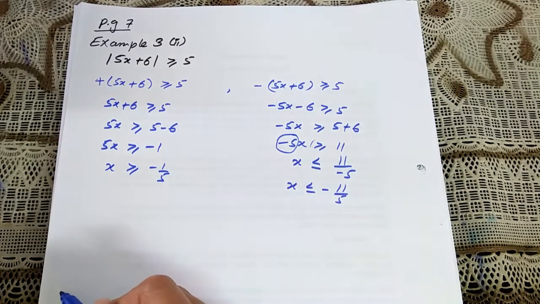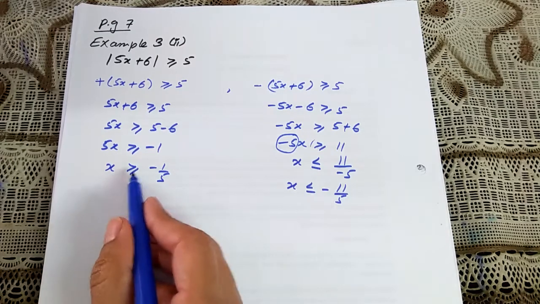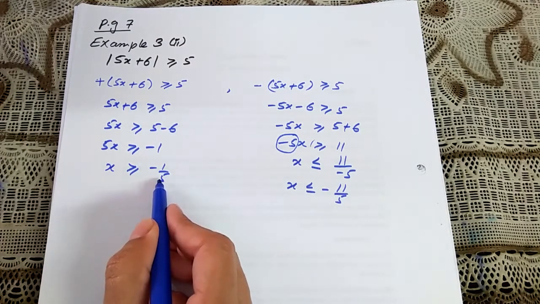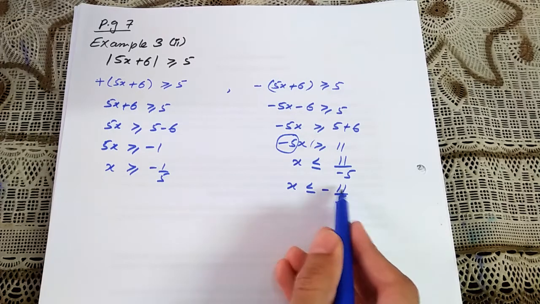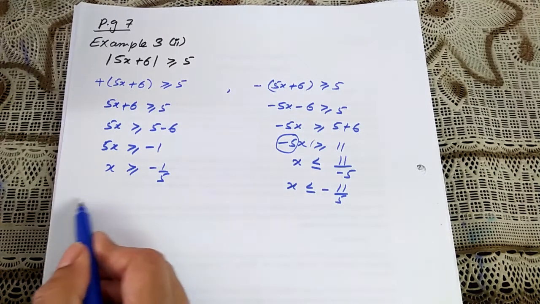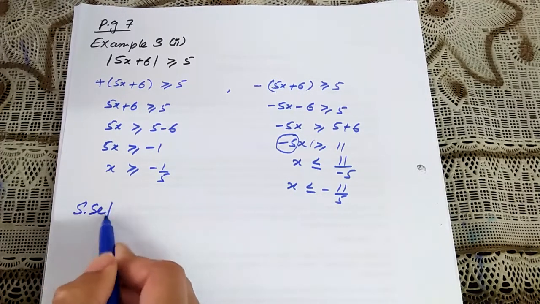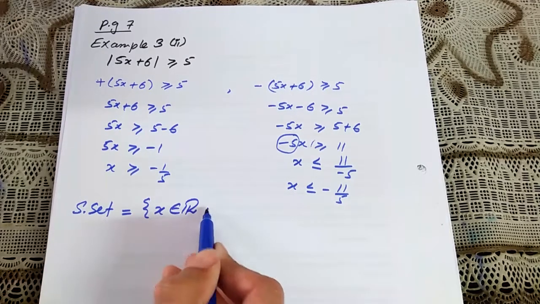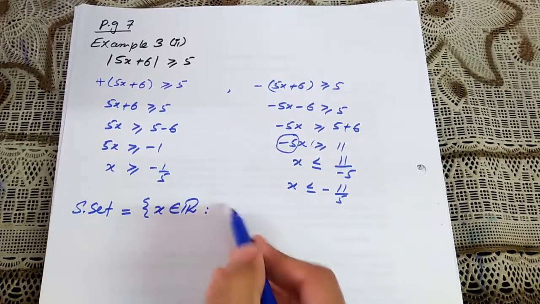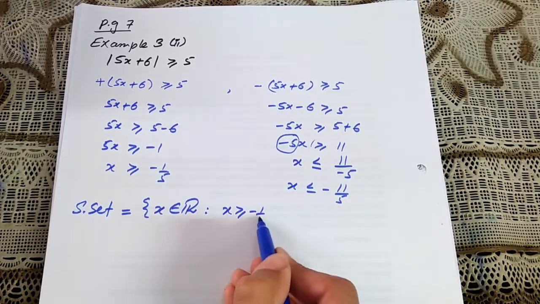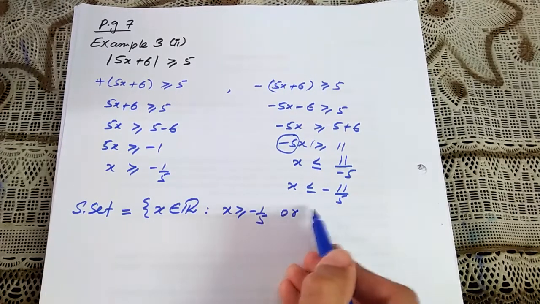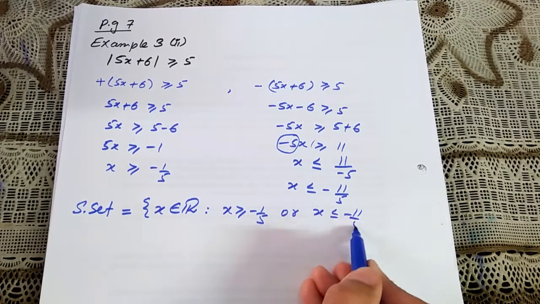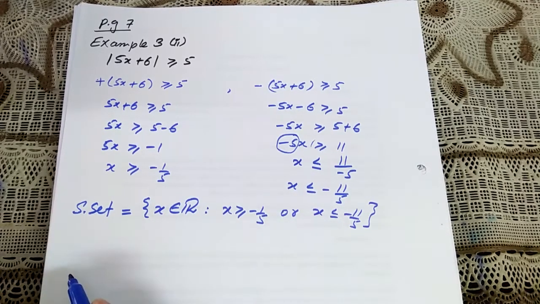Now we need to write the solution. We know that x is greater or equals to minus 1 over 5, and here x is less or equals to minus 11 over 5. We can write our solution set in two ways. Solution set equals x belongs to the set of real numbers such that x is greater or equals to minus 1 over 5, or x is less or equals to minus 11 over 5, like this.